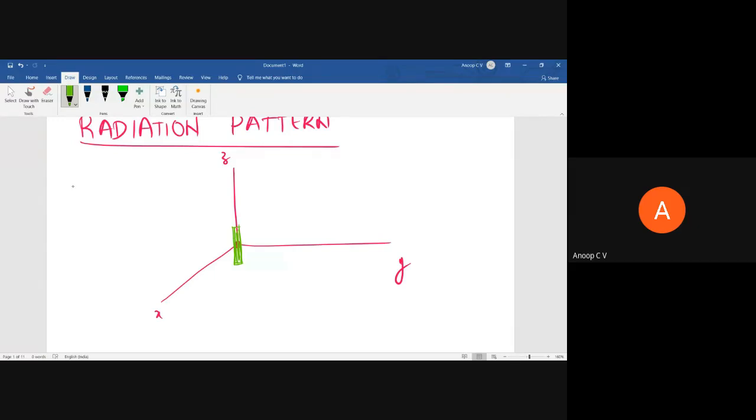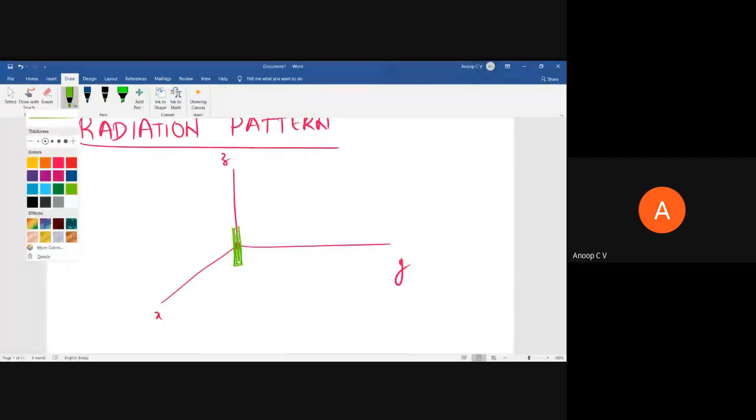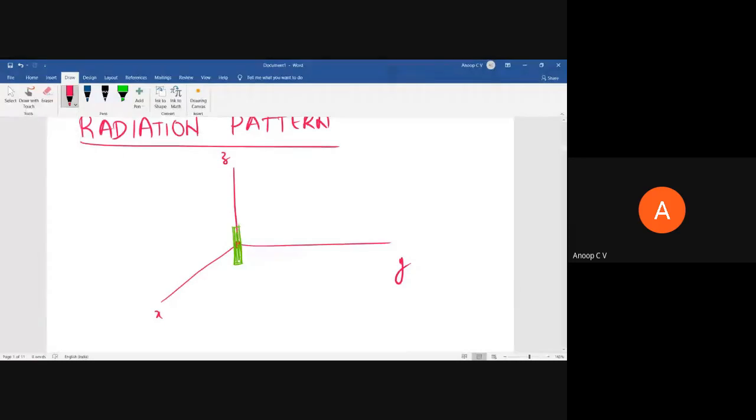Then radiation pattern is nothing but what? If I consider a point which is at a distance r from this antenna, that point in spherical coordinates I can write as r, theta, and phi. R is this distance. Theta is the angle which this r makes with the positive z-axis. I start measuring from the positive z-axis, theta equal to 0. So this angle is theta.